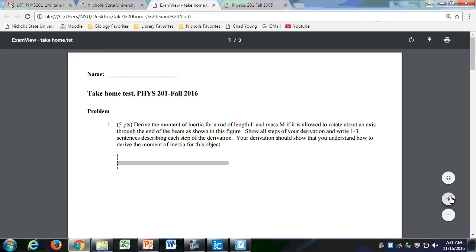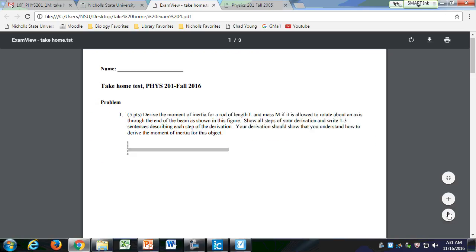So on that take home, you have a derive the moment of inertia problem. This is like what we did with a bar that rotated about an axis through its center. This is the same derivation except we're going to have it rotate around an axis at its end. So it's like a broom handle going around and around, but from the end, not from the middle.